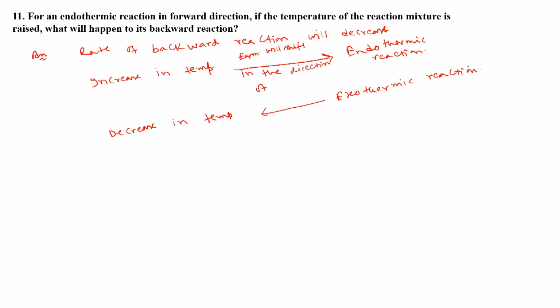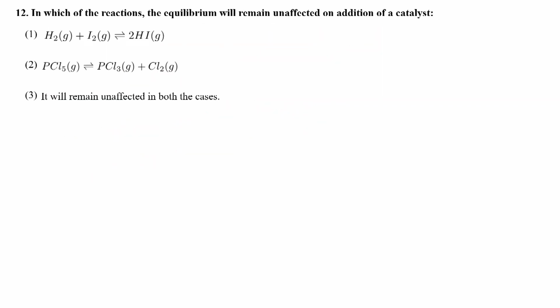So, for exothermic reaction, if we decrease the temperature, it will move in the backward direction, but since this is the reaction in the problem, it says that the endothermic reaction in the forward direction. So, if we increase temperature, okay, so equilibrium shifts towards the products or this side, right hand side. So, the rate of the backward reaction will decrease. Next, we move to problem number 12.